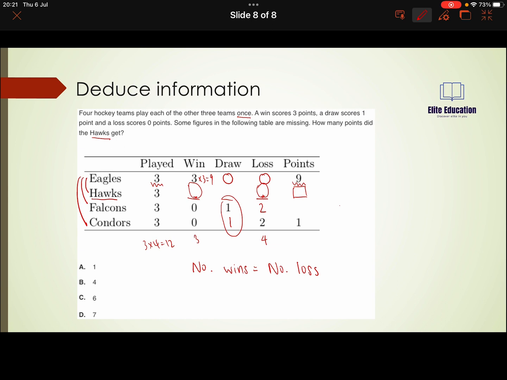Because the Eagles have won 3 games, which means that they have defeated all of the other teams. So that means Hawks must have lost at least once. That means that because the draws have already settled, the win must be 2. Now let's do 2 times 3, which is 6, and we find out that the total points that the Hawks have scored is 6.